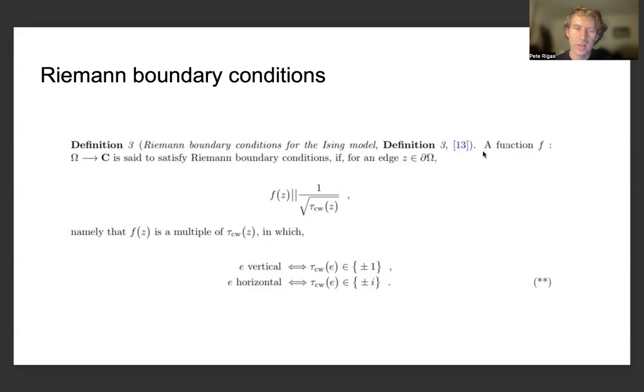So we say that this function little f from omega into the complex numbers is said to satisfy the Riemann boundary conditions if for any edge the value of the function f of z is parallel to 1 over the square root of tau clockwise of z, namely that f of z is a multiple of this quantity tau clockwise of z, in which this function tau of z takes the value either plus or minus 1 if the edge is vertical, or plus or minus i if the edge is horizontal. So this is just demonstrating how we can also encode and make use of boundary conditions, the Riemann boundary conditions for massive and massless S-holomorphicity, from the Cauchy-Riemann equations in the Ising model.